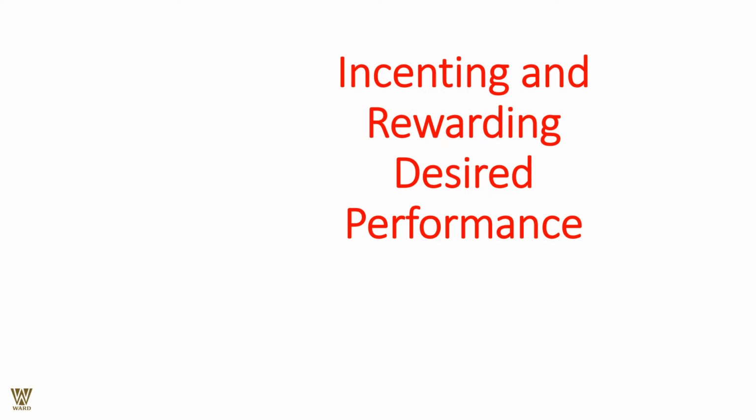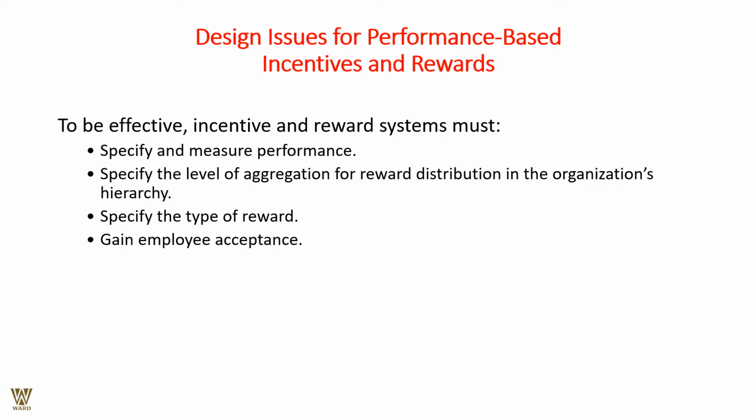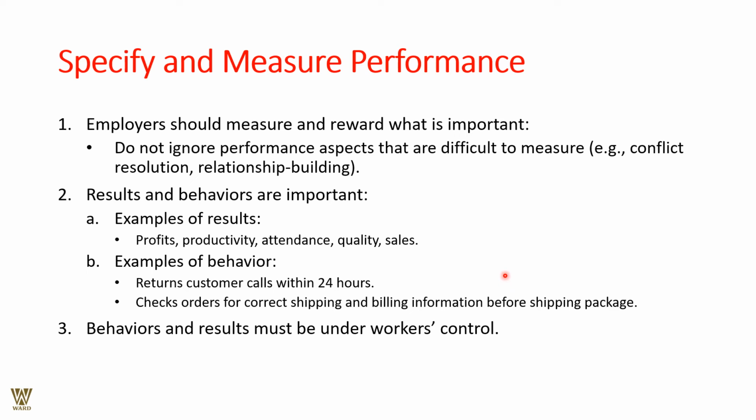So we'll talk about incentivizing and rewarding desired performances. Remember, the phrase is incenting and rewarding the desired performances. We will first look at the design issues for performance-based incentives and rewards to be an effective incentive and reward system. We need to be very clear with our objectives for each of the work performances that come with it. We specify the level of aggregation for reward distribution in an organization hierarchy, specify the type of reward, and try to gain the acceptance of the employee, which is most important and needs to be understood.